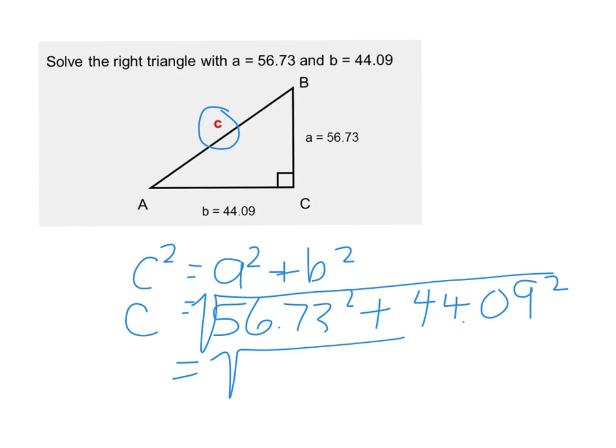And that will give us the square root of 5,162.221. And the square root of that will give us 71.85. So side C is 71.85.